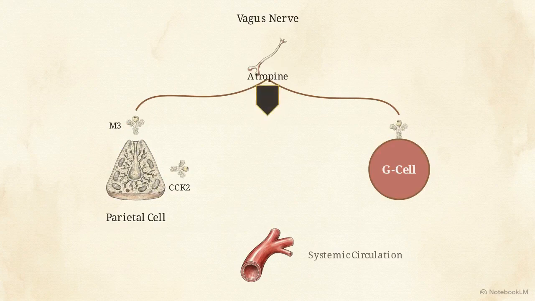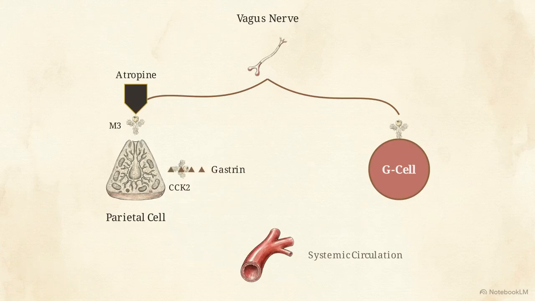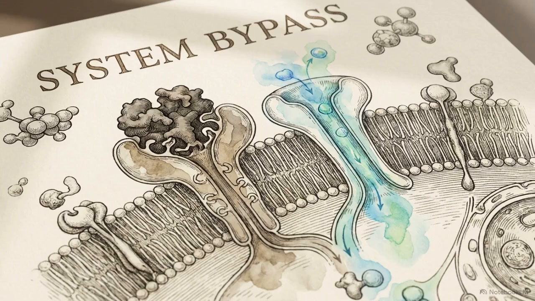This chemical difference becomes critical when a patient is administered an anti-muscarinic drug like atropine. Atropine successfully blocks the muscarinic receptors on the parietal cell, but because the G cell synapse relies on GRP, the vagally mediated gastrin signal remains completely unobstructed. Presuming that the autonomic nervous system uses identical neurotransmitters at every synapse leads to incomplete pharmacological blockades.